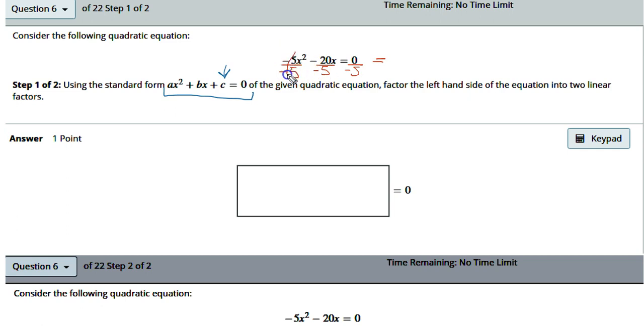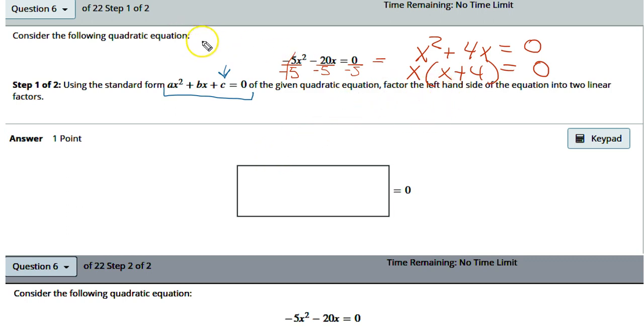So here the 5's cancel out and I get x squared. This cancels to a positive 4x equals 0. So it's a lot easier. Could have done it the other way. The answers would have come out the same, but now I'm going to factor out the x, and I get x times x plus 4 equals 0.